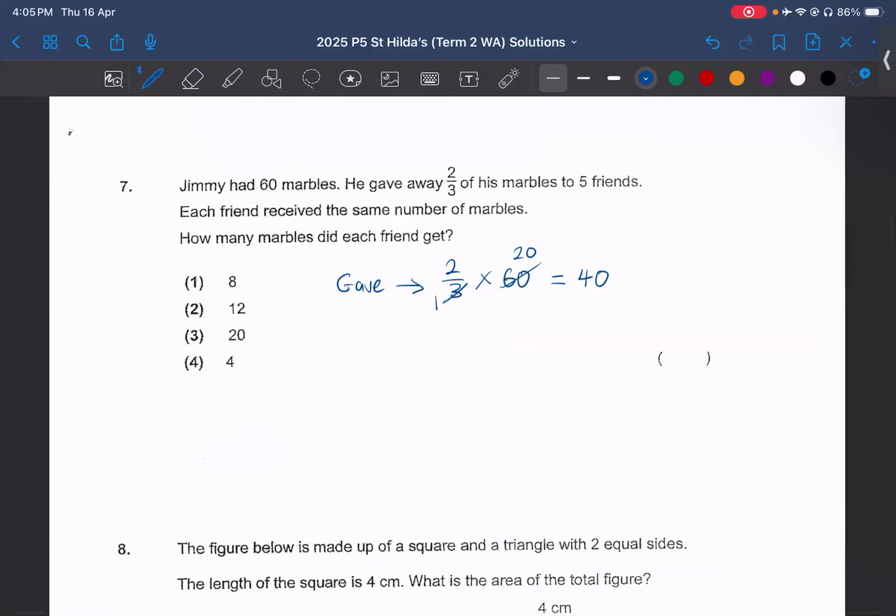So he gave 40 to 5 of his friends. To find out how much each friend received would just be how much he gave away, which is 40, divided by your number of friends, which is 5. So 40 divided by 5 will give me 8. In this case, your answer will be option 1.